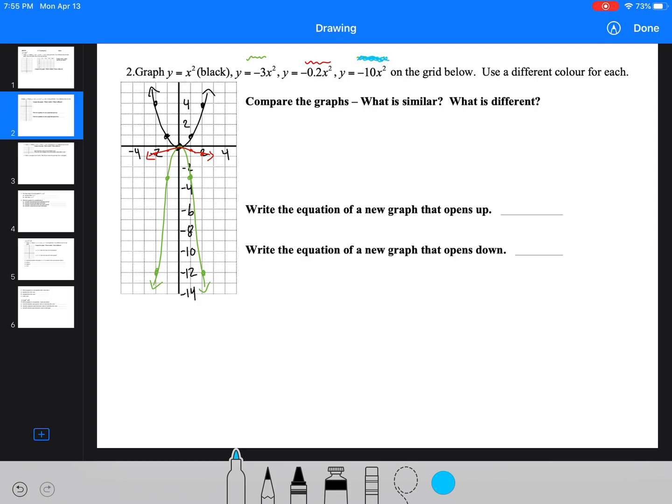And then the last graph, the -10, same thing. Oh, I've already got green. Blue. That is blue. 1 becomes -10. And we can't do the next one because it would be -40, so we'll just do 10. We'll go like that. So, to summarize, when the a value is negative, the graph opens down.